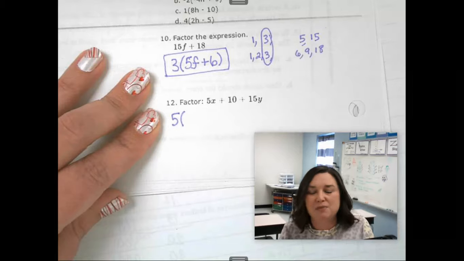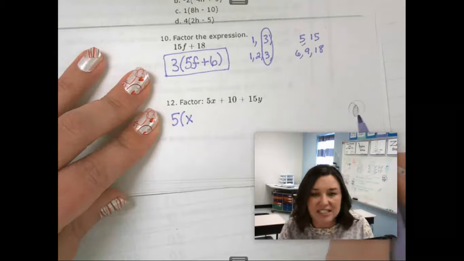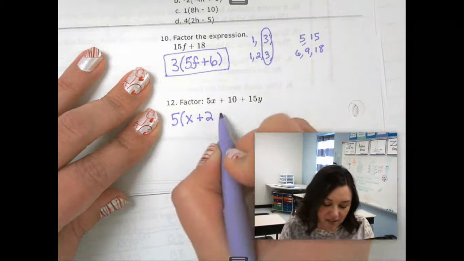So I divide each piece by 5. Well, 5x divided by 5 is x. 10 divided by 5 is 2. And 15y divided by 5 is 3y.